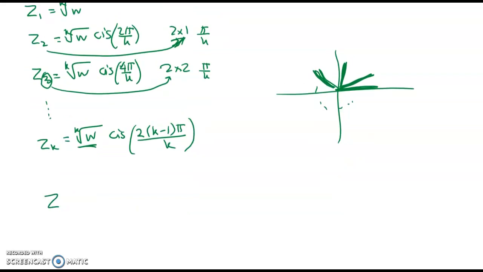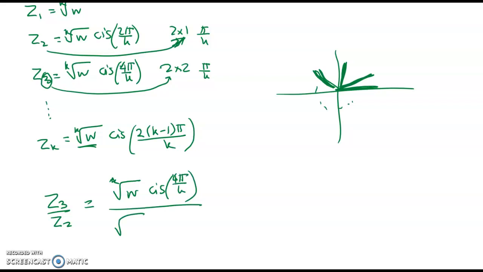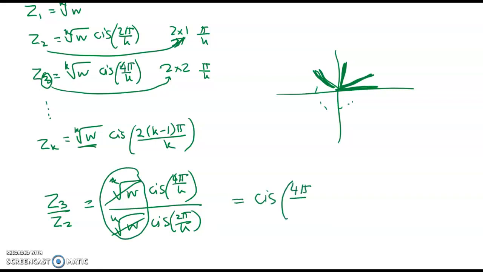So z3 over z2 is a nice easy one to start with. So these simplify away, but then we remember that when we divide complex numbers in polar form, we divide the moduli, but we simply subtract the arguments. So 4 pi over k minus 2 pi over k just leaves me with a ratio of cis of 2 pi over k.